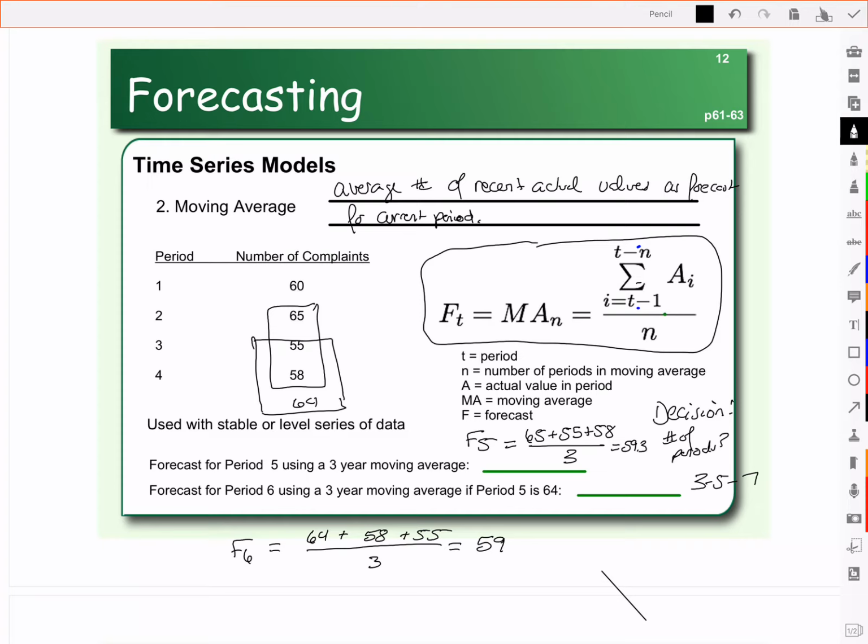Well, what if you wanted to forecast 2 years into the future and none of those 2 years have happened yet? Well, if we were to forecast for period 6, but we didn't know what the actuals were for period 5, then instead of using this actual 64 in our calculation, we would use the forecast for period 5. So instead it would be 59.3 plus 58 plus 55 divided by 3.